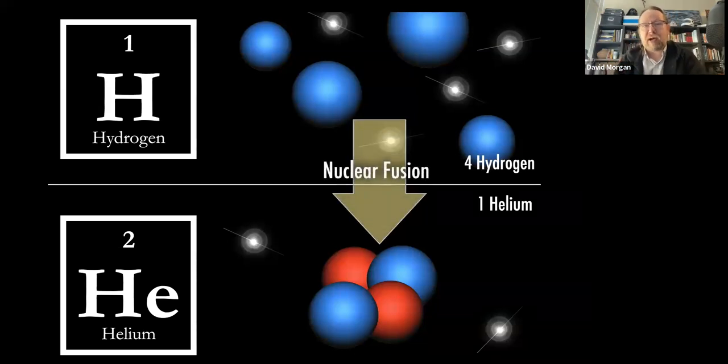And you can fuse 2 heliums together into a beryllium. You can fuse 3 heliums together into a carbon. You can fuse 2 carbons together into whatever atomic element 24 is. You can fuse together anything. But nuclear fusion in the sun is hydrogen to helium.